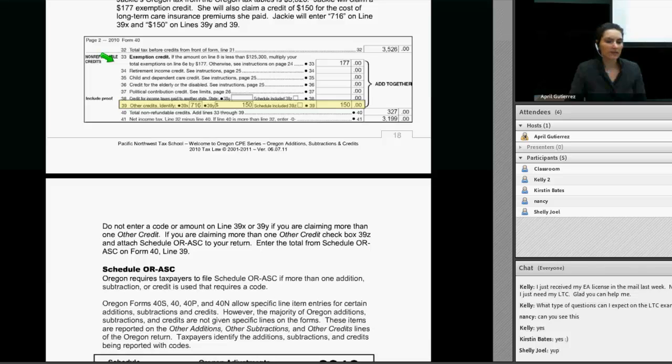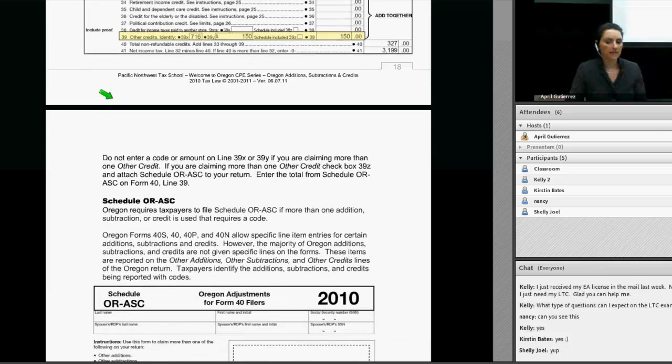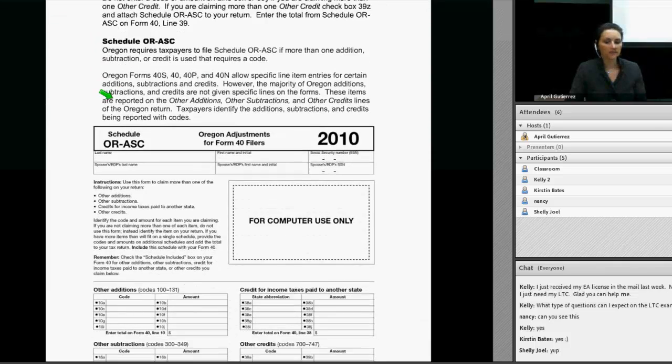So we have the exemption credit on line 33, the retirement income credit 34, 35 is the child independent care credit, 36 is the credit for the elderly or disabled, and 37 is the political contribution credit. Finally, line 39, we have the credit for income taxes paid to another state. And then finally, if you are claiming credits that do not fall on any of those specific lines, then you use line 39 and you identify the credit with a code. And when you have more than one other credit that falls on line 39, that's when you need the schedule.